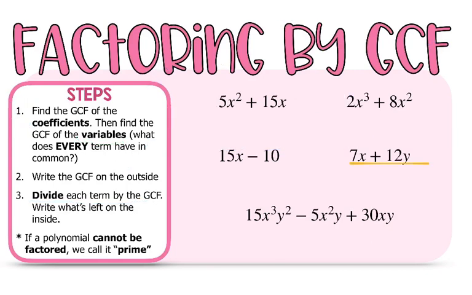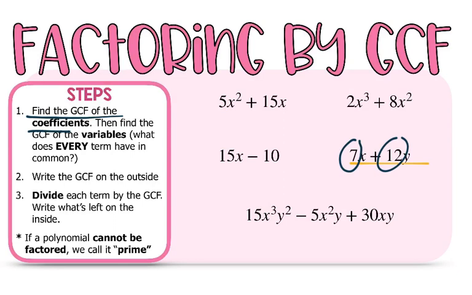Alright, so again, step 1, find the GCF of the coefficients. So look at the numbers, 7 and 12. And what we have to ask ourselves is there a number where 7 divides by that number and 12 also divides by that number? And for these that we've been doing, dividing by numbers, if you guys are struggling with that, you can always type these into your calculator.